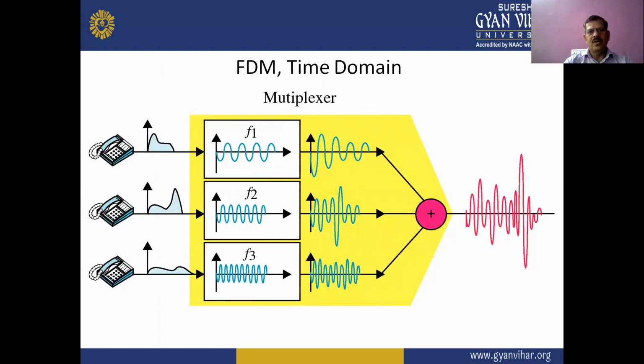FDM multiplexer in the time domain. There are different input signals which have different frequencies F1, F2, and F3, and these are multiplexed, with summing of these different signals in a summing network. After this multiplexing, these different input signals are converted into one signal, that is the FDM signal in time domain form.